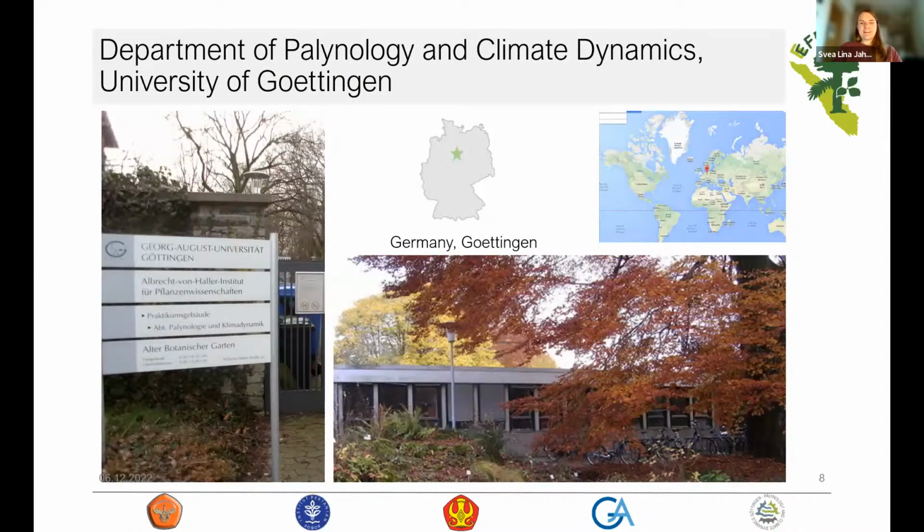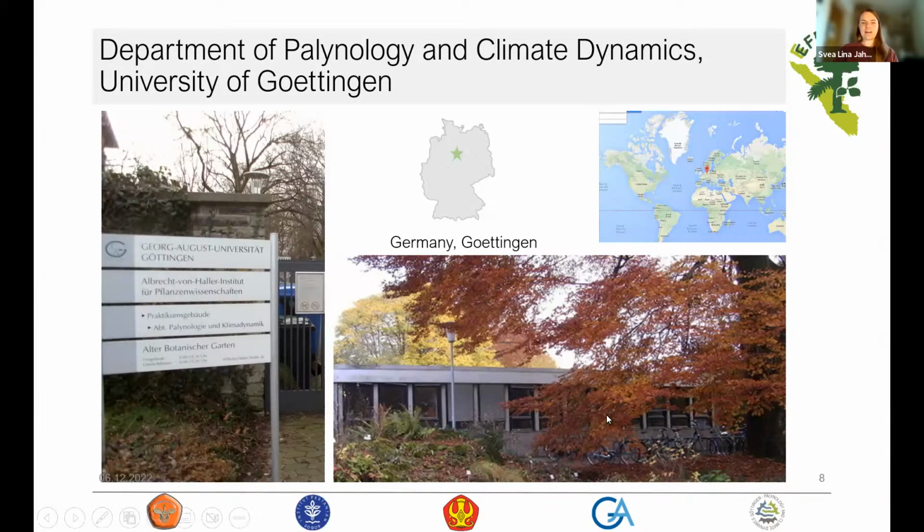However, I myself certainly don't come from Jambi, but I actually come from the University of Göttingen, the Department of Palynology and Climate Dynamics. This is where I'm working every day, not right now, certainly, because I'm still positive on Corona, but usually you will find me here.